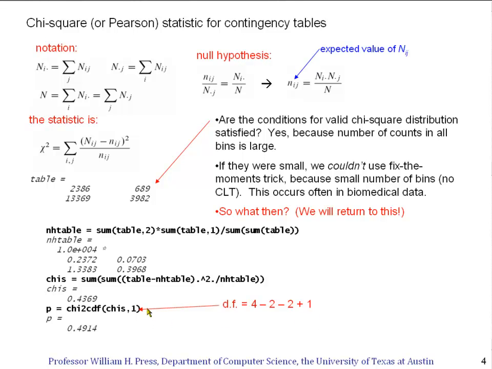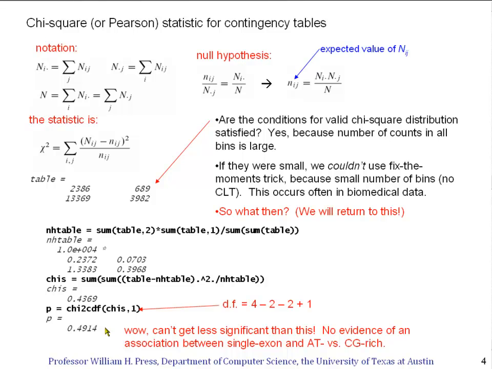So I put that into the cumulative distribution function, and I get a tail probability of 0.49. Well, that's positively embarrassing. After all, 0.5 is the least significant possible tail probability that you can get for a two-tail test. So we see that, in fact, there is no evidence of an association between a gene being single exon and a gene being CG rich, even when you do the test very sensitively by using all of the data of all of the genes in the human genome.